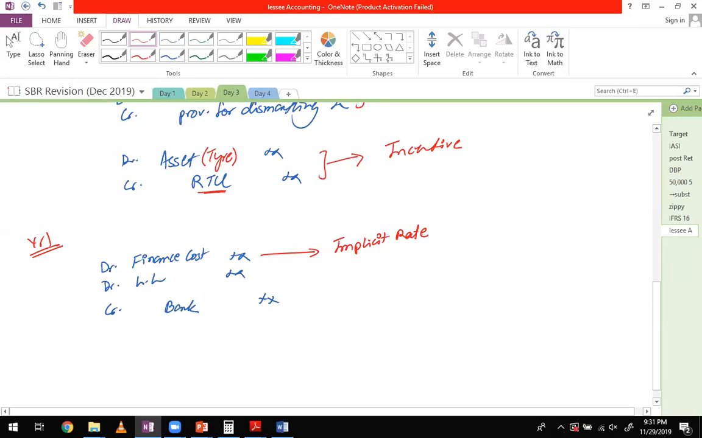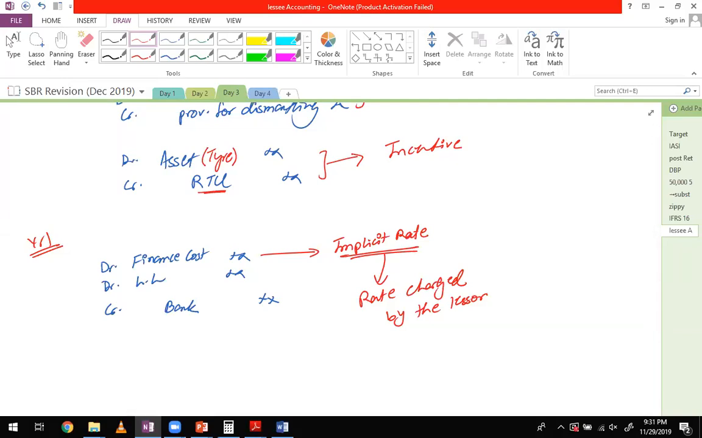Lessee will recognize the interest expense by the amount of the implicit rate. Now, what is an implicit rate? Rate charged by the lessor. Now, what if the lessor has not informed the lessee about the rate that it is charging exactly? What about that case? We say in the case where the lessor has not informed the implicit rate, in that case we use the incremental borrowing rate of the lessee.